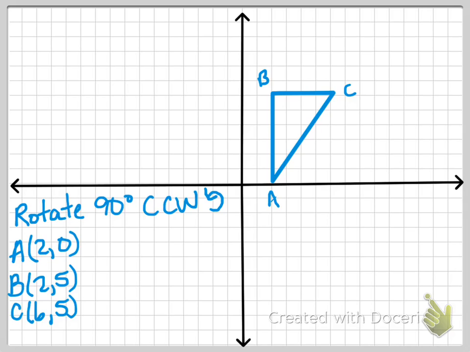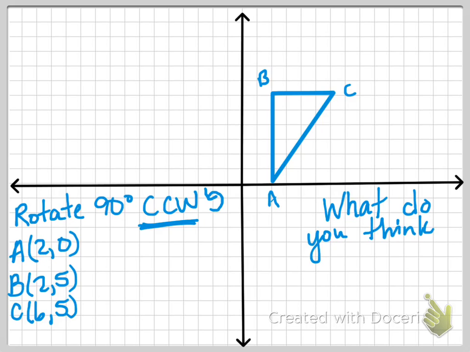Now we're going to talk about rotating 90 degrees counterclockwise. So you have the rule for 90 degrees clockwise. This is 90 degrees counterclockwise, to the left. So here I have the same triangle, or when I drew it, I thought it was the same triangle. My coordinates are wrong, but I'll change them here in a minute. Remember, we're going counterclockwise now, so we're going the opposite direction. So what do you think the new rule will be?